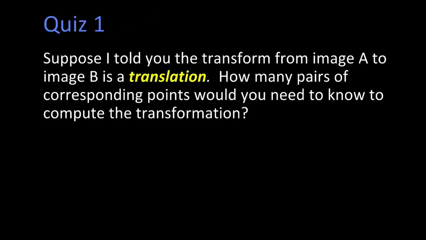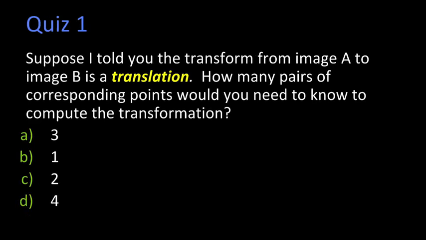Now I want to do a little series of quizzes that relate the transformations to points. So here's quiz number 1. Suppose I told you the transformation from image A to image B is a pure translation. How many pairs of corresponding points would you need to know to compute the transformation? I say pairs of points, meaning I've got a point in A and a point in B, and that's a single pair of corresponding points. So the question is, how many pairs would I need in order to figure out the translation? A, 3; B, 1; C, 2; D, 4. All right, well, the answer is B, 1 point.